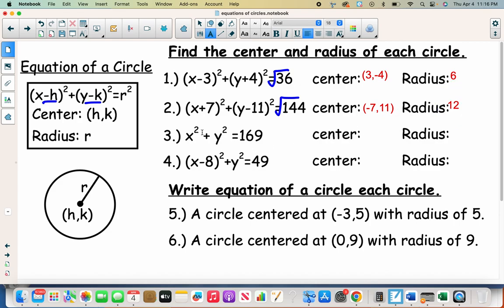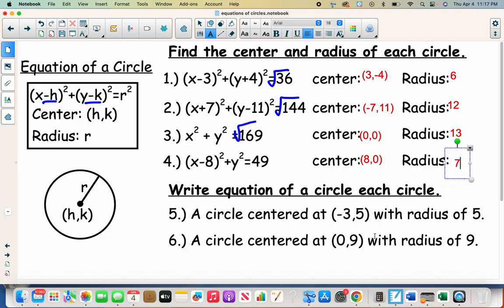The center here, if you notice, for this one, it doesn't have any numbers, so that must mean that it's going to be 0, comma 0. And our radius, the square root of 169, is 13. And this center is going to be a positive 8, comma 0, because there's no y, there's no k here, and the radius is the square root of 49, which is 7.